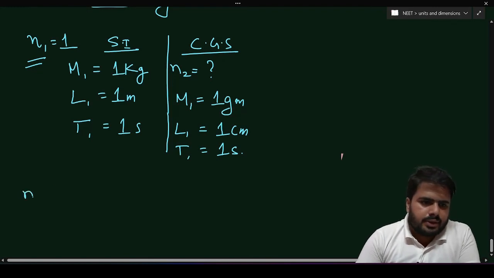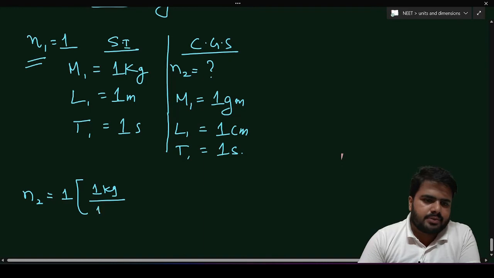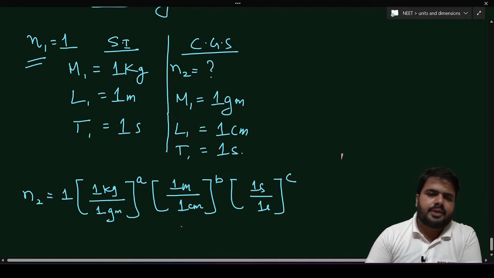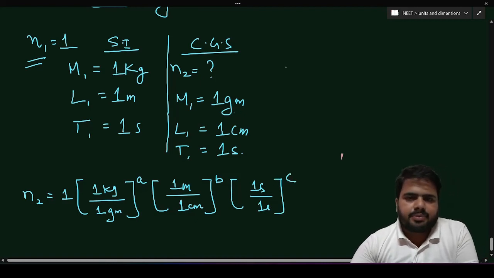Okay, now I'll write the formula. So n2 equals n1. In place of n1 I am substituting 1, times M1 by M2, so M1 is 1 kg by M2 is 1 gram, to the power a. L1 by L2, that is 1 meter by 1 centimeter, to the power b, and T1 by T2, that is 1 second by 1 second, to the power c. Okay, now what is the value of a, b and c?